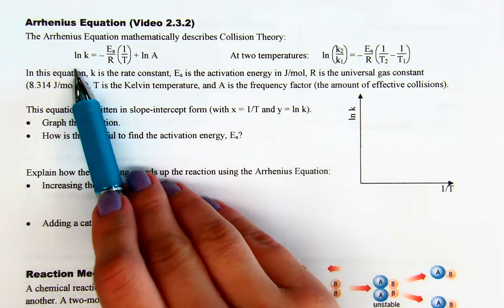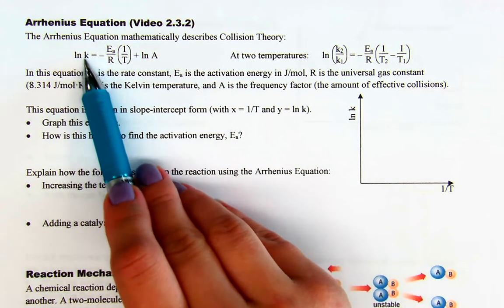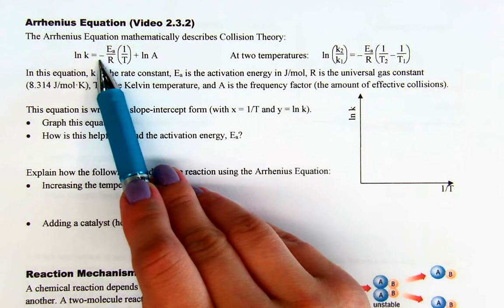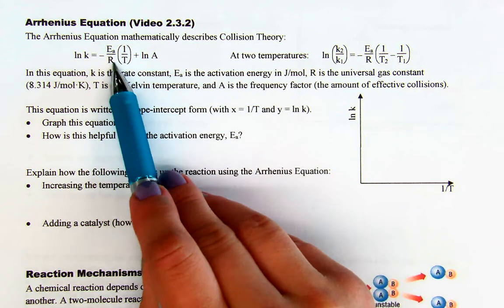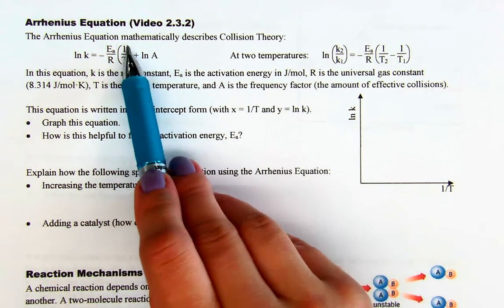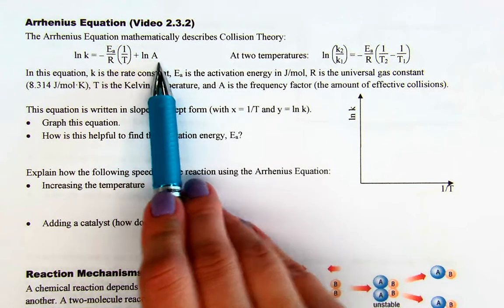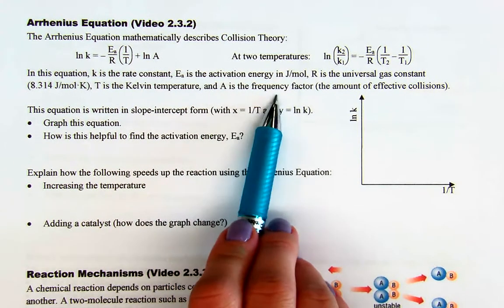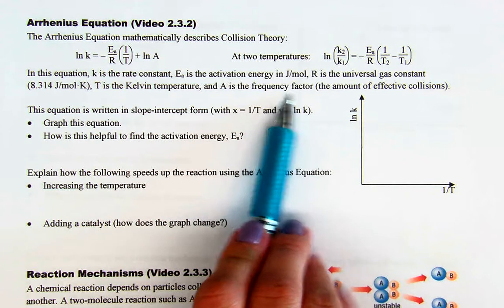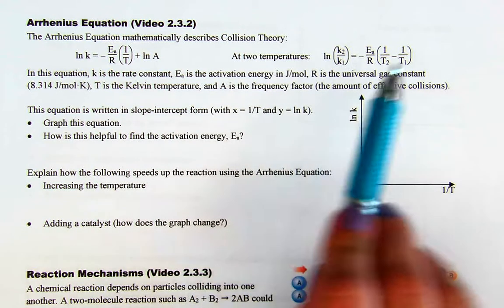So at one single temperature, it's going to give you the natural log of K, whatever your constant is, equals negative EA, the activation energy, over the gas constant R, times 1 over T, your temperature in kelvins, plus the natural log of A. A is what we call a frequency factor, which just means the amount of collisions that result in a reaction.